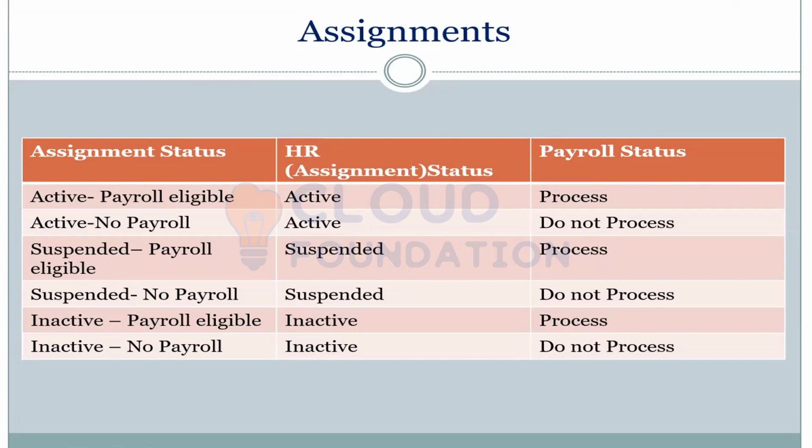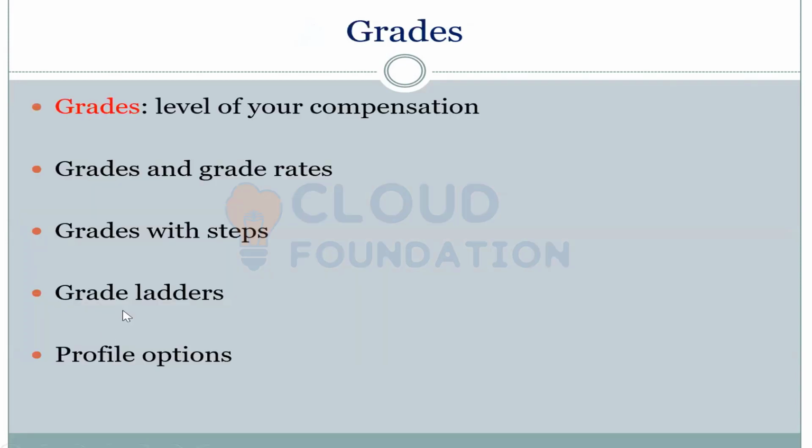Like suppose I am working on a project, so my assignment status is active and payroll is processing. That is what everybody knows. Maybe you are given a secondary assignment. Your assignment is active, but for that assignment there is no separate payroll as such. Inactive status means that payroll is not active because he's not working on that assignment. Payroll is not payroll eligible. Yes, he's inactive.